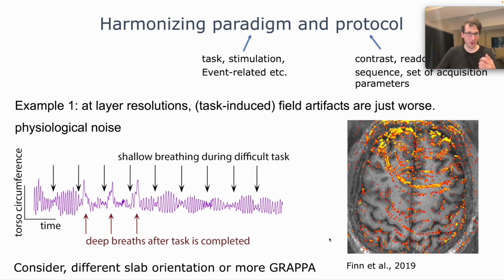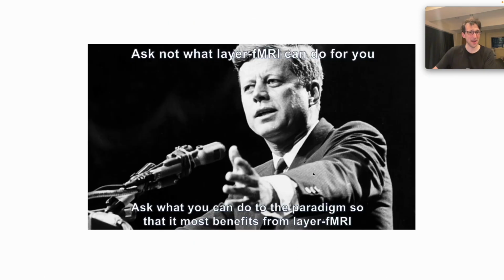There are other ways you can harmonize your paradigm and your protocol, not only by changing your protocol, but also by changing your paradigm. So ask not what layer fMRI can do for you, but ask what you can do to the paradigm so you most benefit from layer-dependent fMRI. And usually there are a lot of things that you can do.